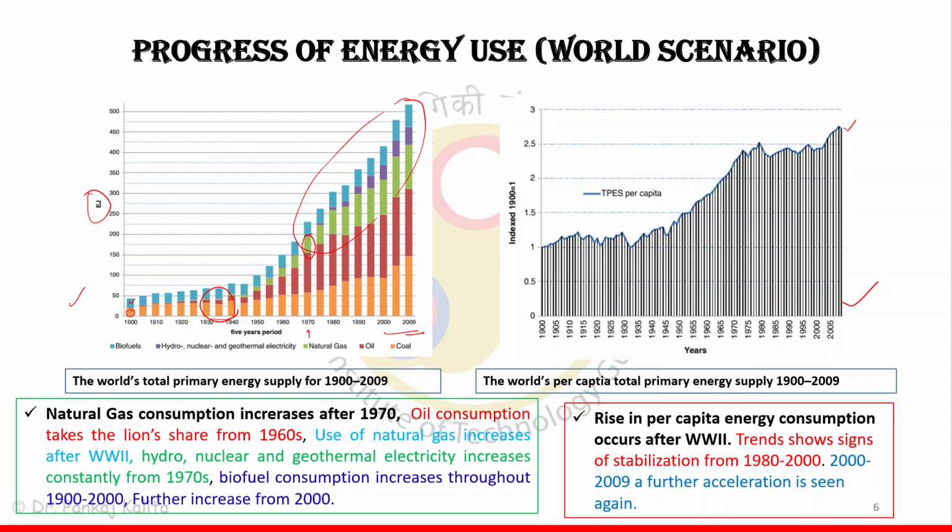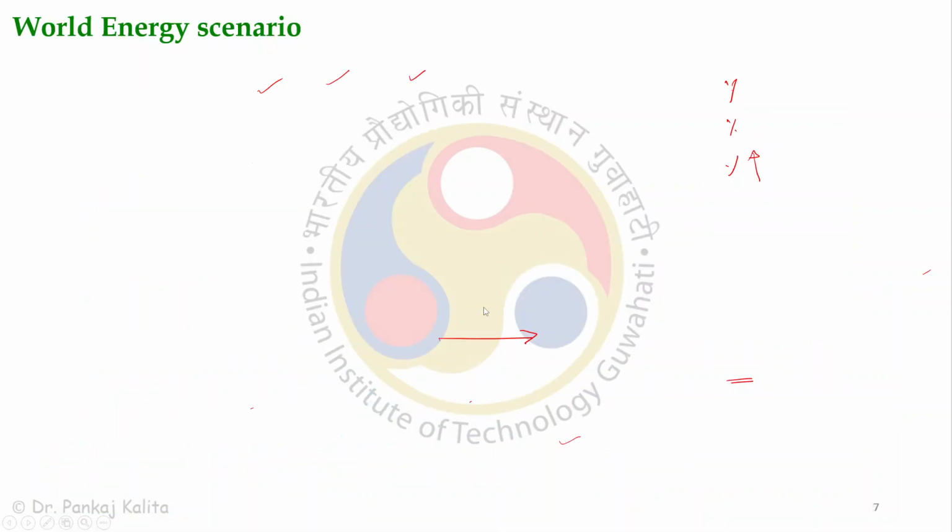The professor had discussed the progress of energy use from 1900 to 2009. You can see the energy usage, it's basically in exajoules. At the start of the previous century, 1900, it was less than 50 exajoules, and now in 2009 you can see where it is. The growth has been exponential. It's not a linear growth, it's exponential growth. So that is very high growth. Okay, let's move forward.